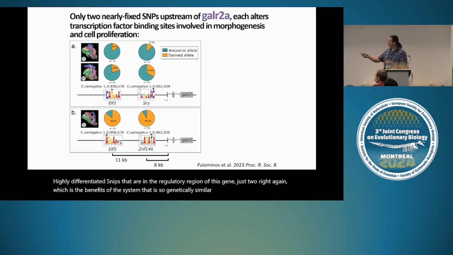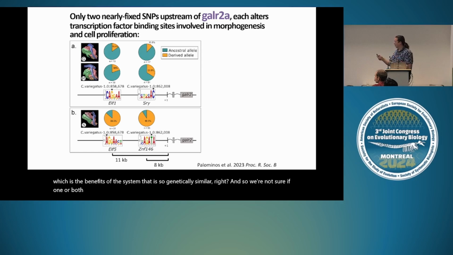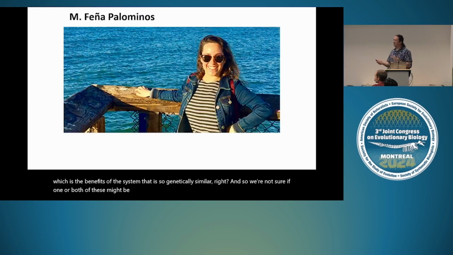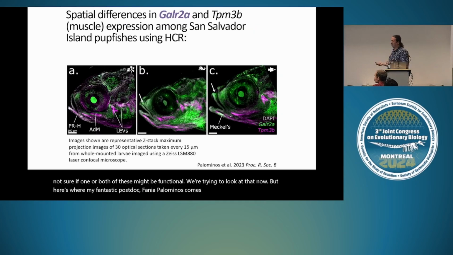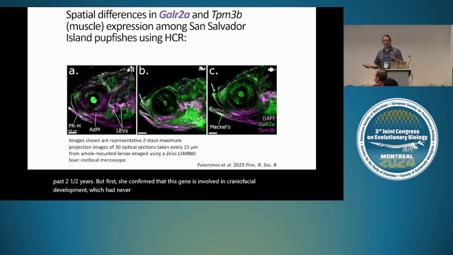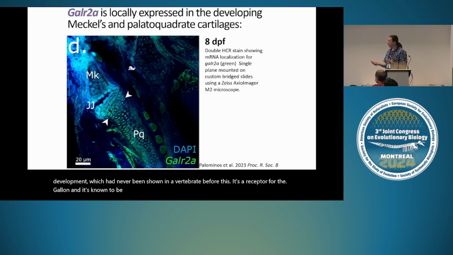And so we're not sure if one or both of these might be functional. We're trying to look at that now. But here's where my fantastic postdoc, Fania Palominos, comes in. She's been in my lab for the past 2.5 years. But first, she confirmed that this gene is involved in craniofacial development, which had never been shown in a vertebrate before. Before this, it's a receptor for the hormone galanin. It's known to be involved in appetite.